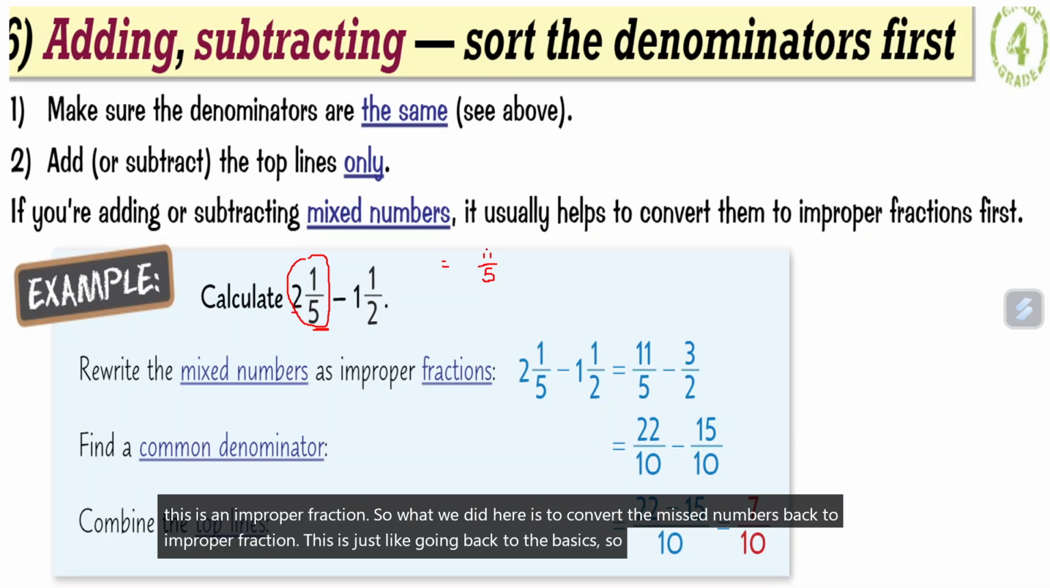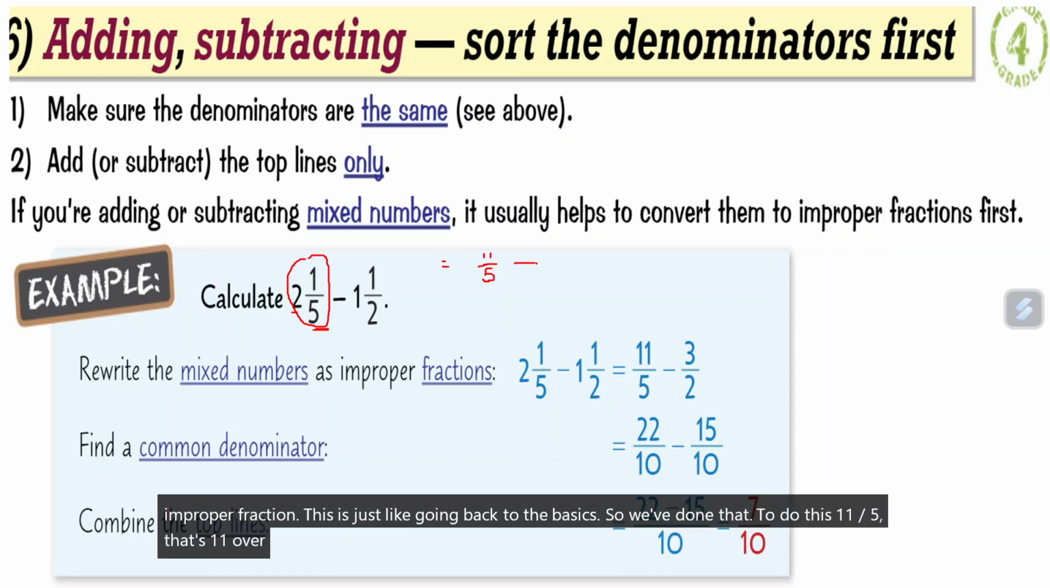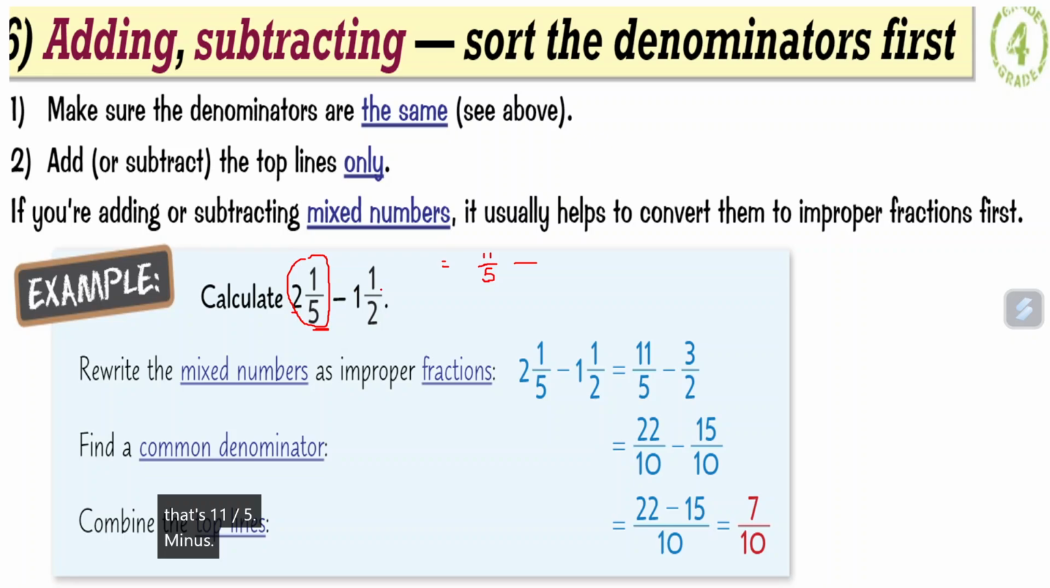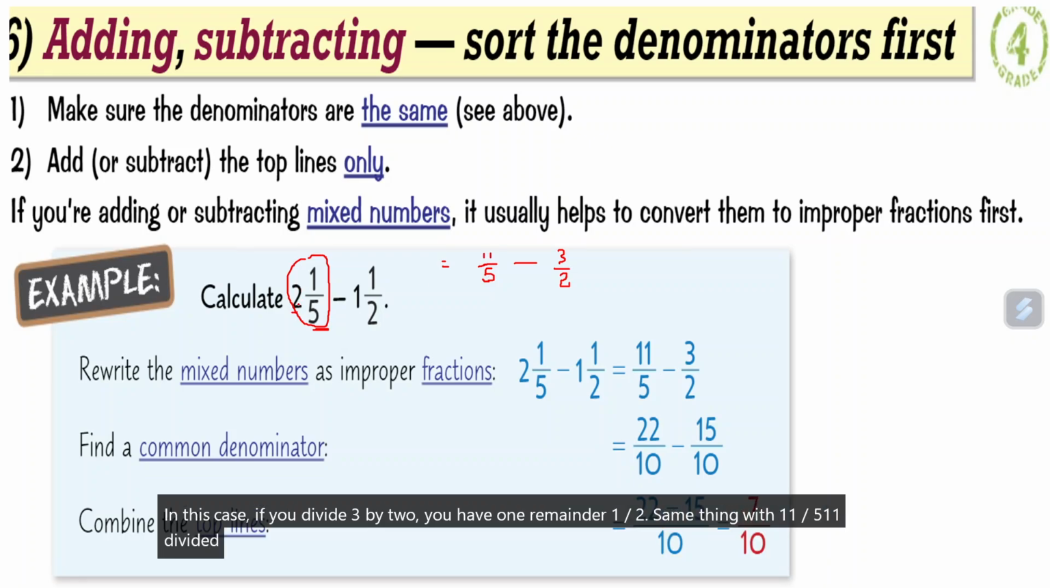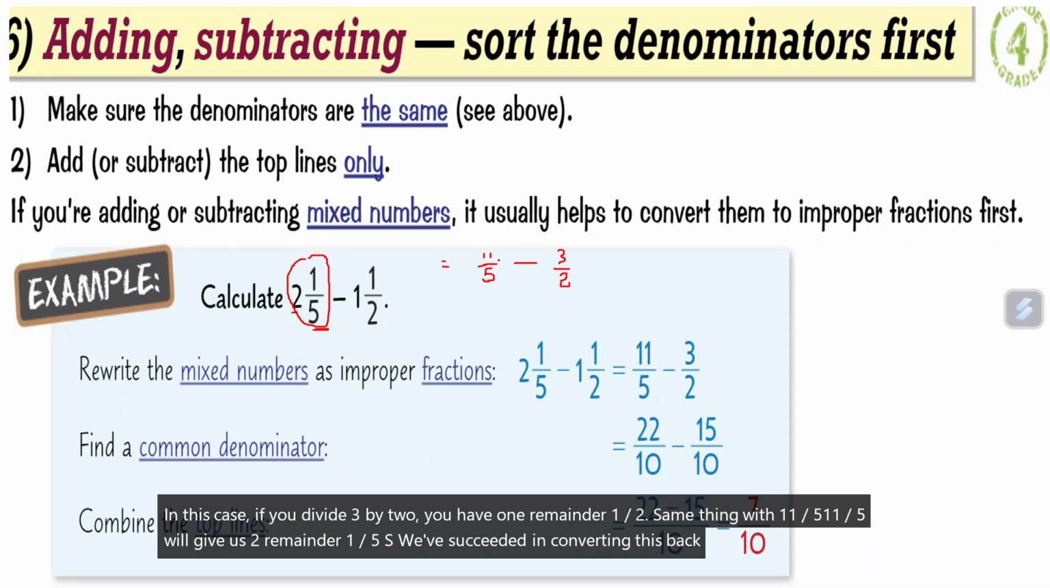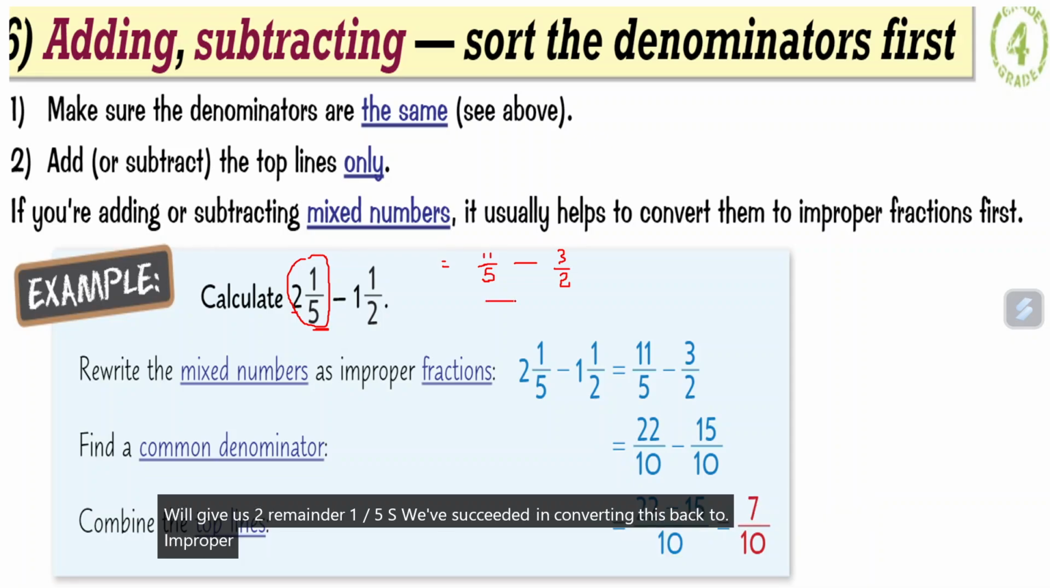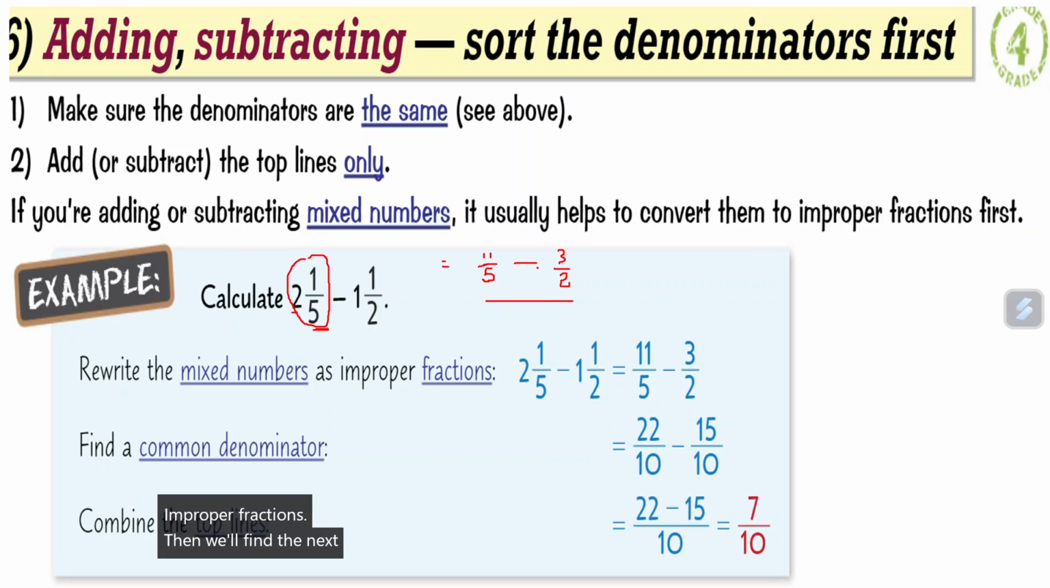So we've done that. To do this, 11 divided by 5. That's 11 over 5, minus 2 times 1, 2, plus 1, 3. So now the 3 over 2. In this case, if you divide 3 by 2, you have 1 remainder, 1 over 2. Same thing with 11 over 5. 11 divided by 5 will give us 2, remainder 1 over 5. So we've succeeded in converting this back to improper fractions.